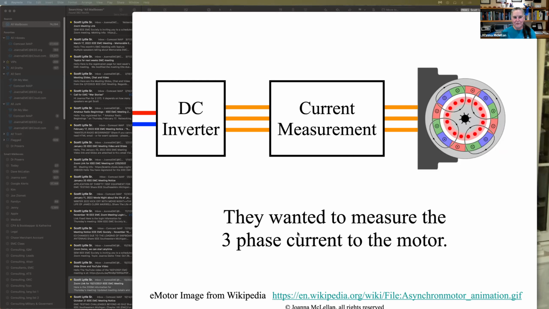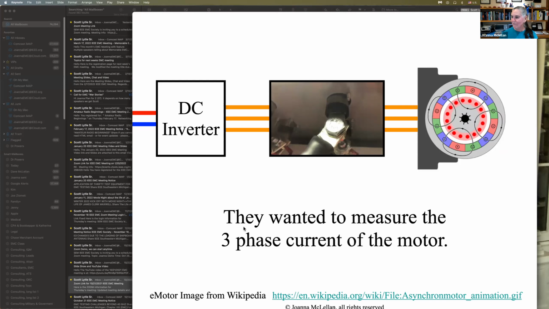Okay, so I had a client, had a big DC inverter, and they had a great big electric motor. They wanted to measure the current going between the inverter and the motor. Cool. Easy breezy, let's do this. And so they have a test box, and inside this test box, they have a bunch of high power RF connectors. This is one of those connectors.